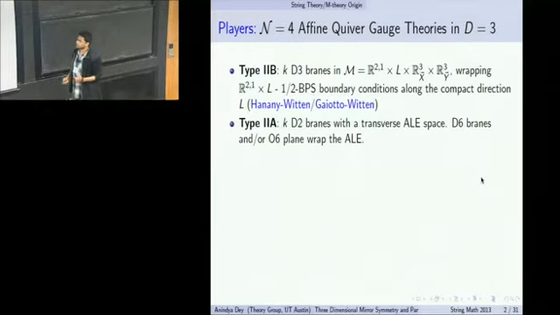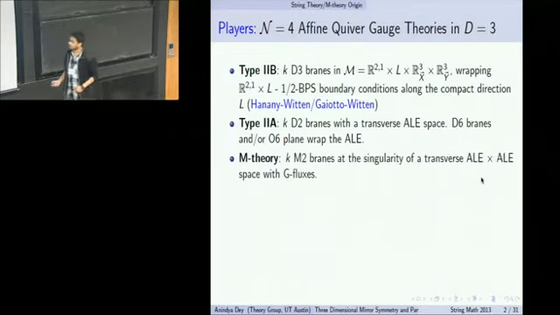And then there is an equivalent type IIA description where you have k D2 branes with a transverse ALE space, and there could be D6 branes, possibly with O6 planes wrapping the ALE. And this type IIA picture has an equivalent M theory description where we have k M2 branes sitting at the singularity of a transverse ALE cross ALE space with possible G fluxes. Now we'll find this M theory description pretty useful in classifying mirror symmetry as we go on.